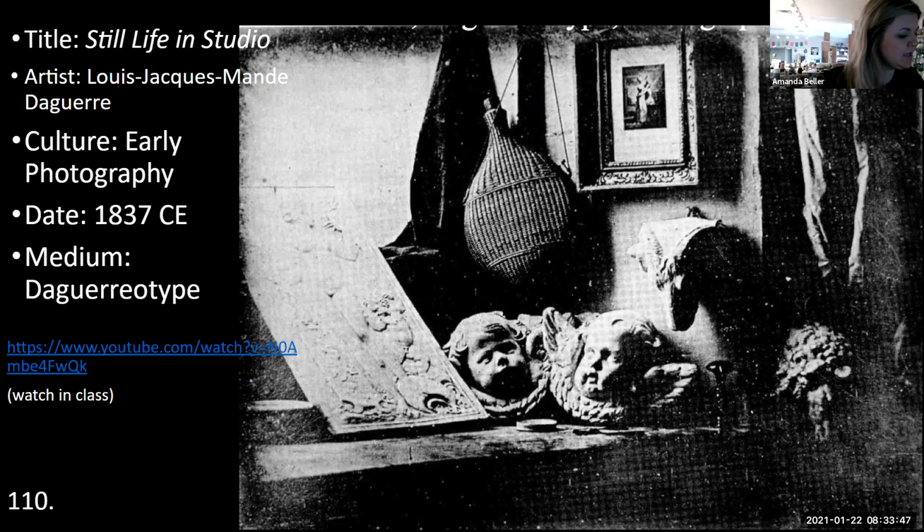Daguerre is a Frenchman, and he and another artist are really the ones that we credit with coming up with a way to make photography not only a shorter exposure time, but also where the actual photograph starts to have more permanence. So for culture, I mean, it's French, but really this is just what we call early photography. We're talking here about there's only 11 years since the first photographs were taken, so really, really early. The media, daguerreotype, he named after himself, of course. So early type of photograph.